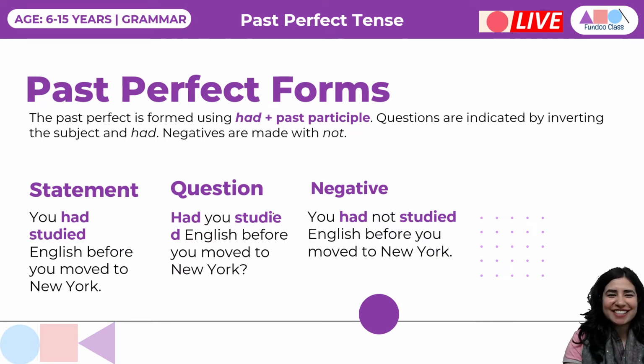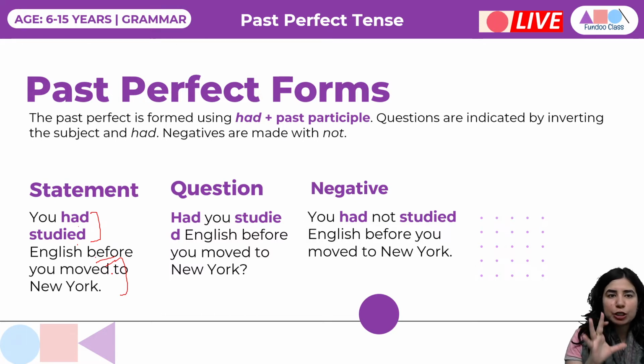I'm sure you have noted. So let's take a look at this interesting statement. Here, as we can see, past perfect is used. So this is had plus verb third form. You had studied English before you moved to New York. This is an action that has been done before a specific time in the past. So before moving to New York, you had done what? You had studied. This is how you use past perfect tense.